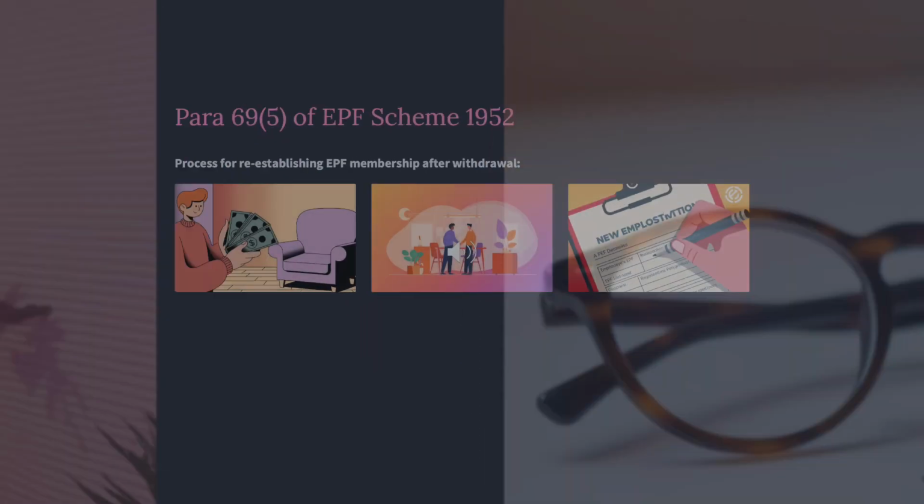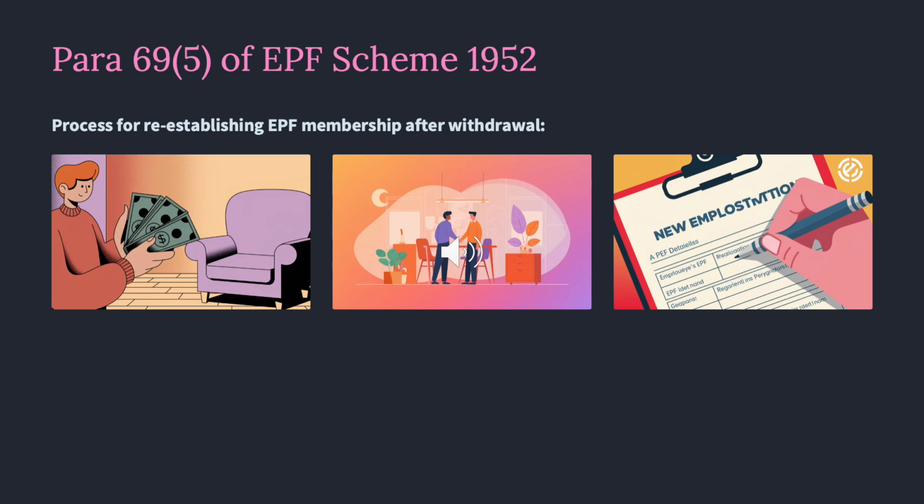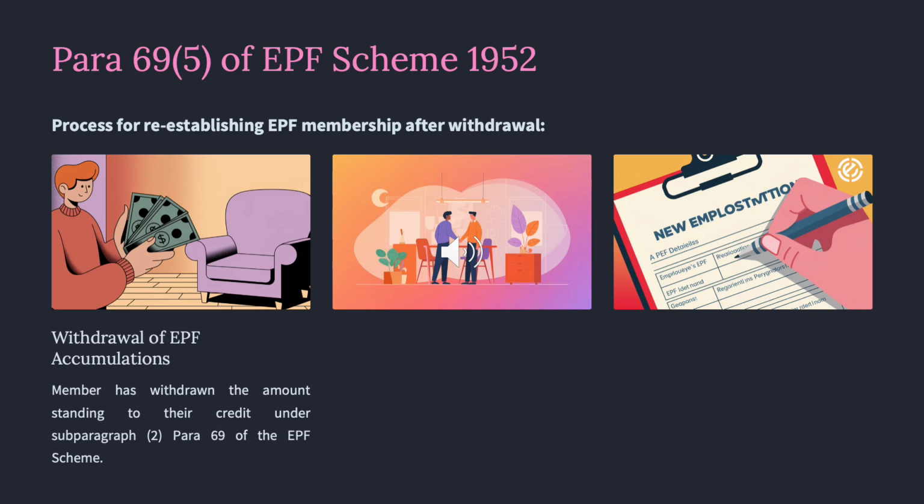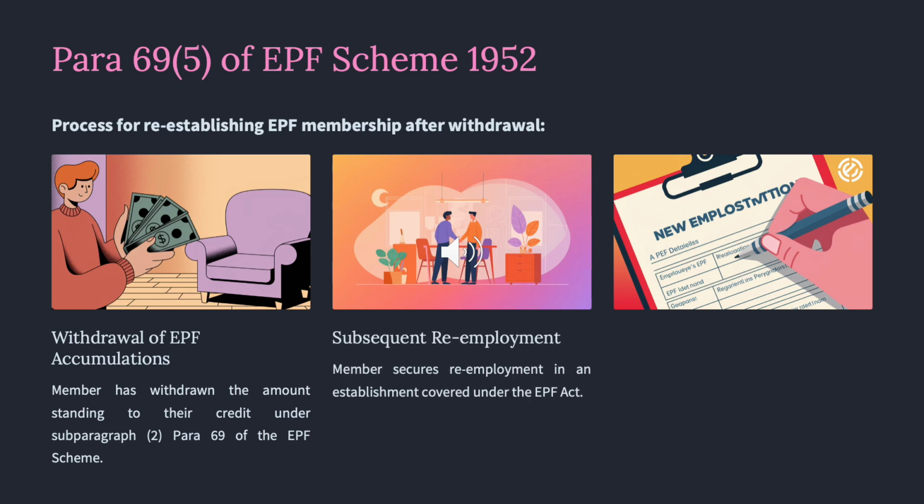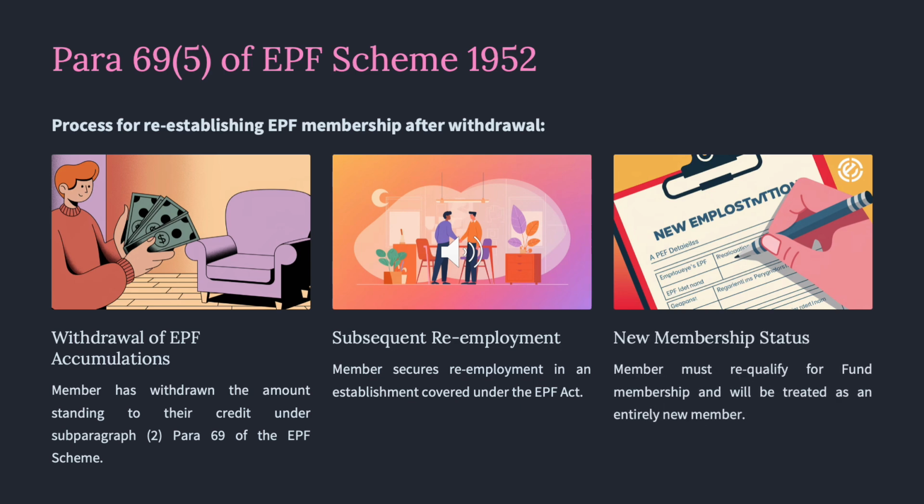Para 69, 5 of the EPF Scheme 1952, process 4, re-establishing EPF membership after withdrawal. Withdrawal of EPF accumulations: the member has withdrawn the amount standing to their credit under subparagraph 2, Para 69, of the EPF Scheme. Subsequent re-employment: the member secures re-employment in an establishment covered under the EPF Act. New membership status: the member must requalify for fund membership and will be treated as an entirely new member.